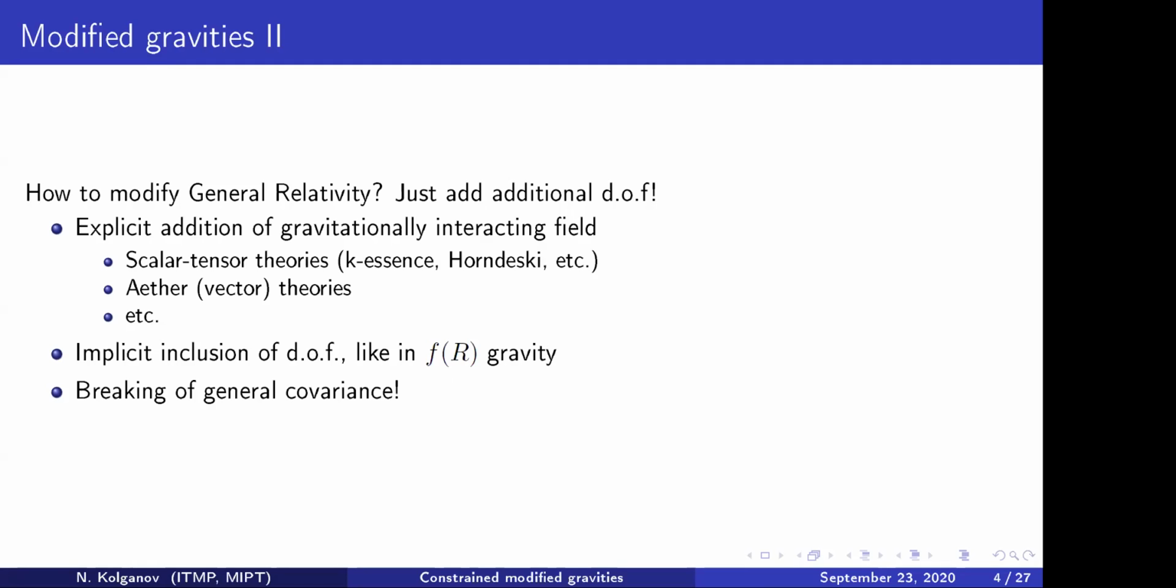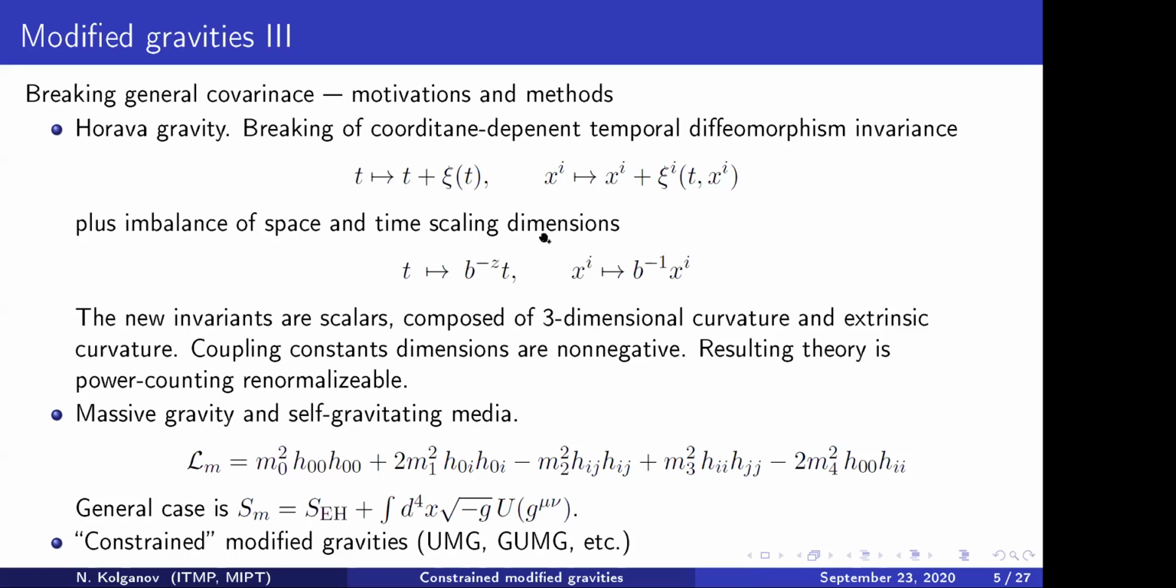The other way to modify general relativity is to break general covariance. It's also almost always equivalent to the addition of some new degrees of freedom, because general covariance allows us to gauge out some of the metric degrees of freedom, and when general covariance is partially or totally violated, we cannot do this, and these metric coefficients become dynamical.